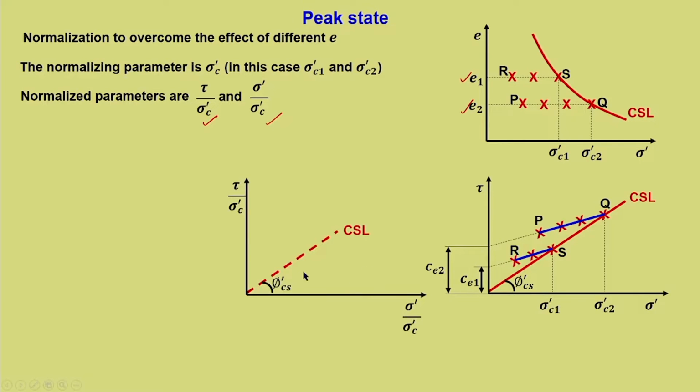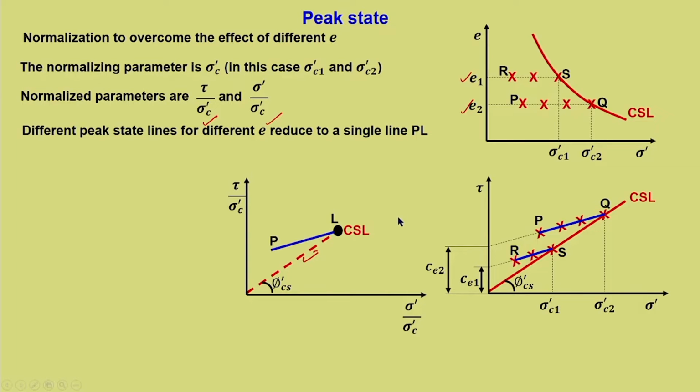So, this is the normalized plot. Here different peak state lines for different E reduces to a single line PL. Do not think that this is a critical state line, this is done with a specific purpose. That is why it is drawn in dashed line. This dashed line is not critical state line. Critical state line is represented by this particular point, and this line is only meant to show the slope. So, PL becomes the peak line which is normalized.